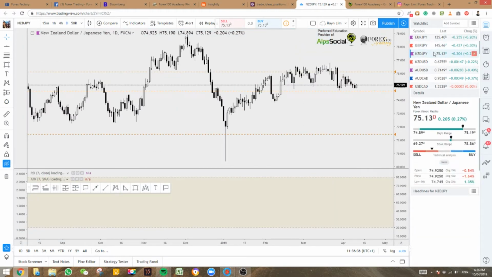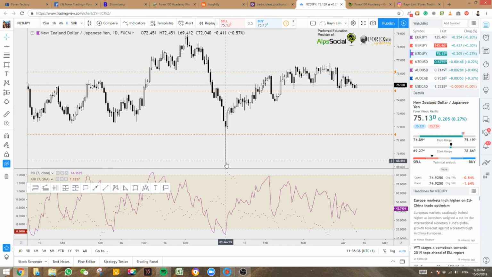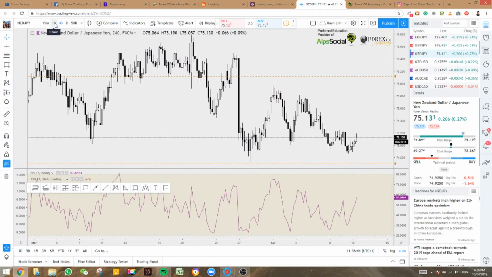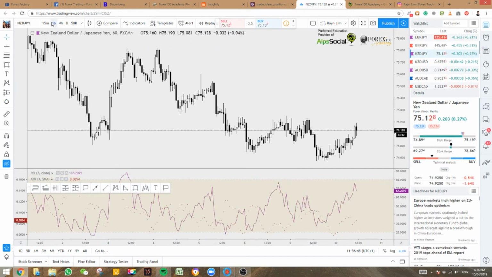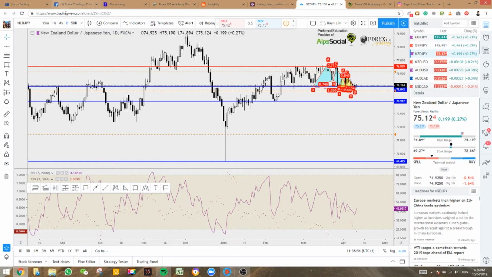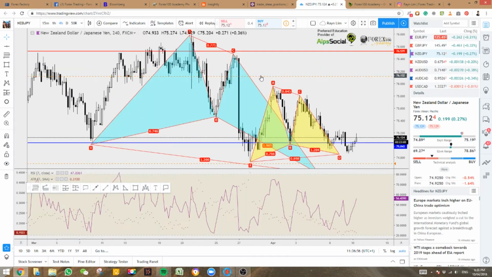New Zealand yen on the daily chart, we can see the market had a bearish movement, then a pullback. 4-hour chart, this is what I have. 1 hour over here. So it could be a very simple support and resistance. Let us see what we have in our analysis. Head down to the 4-hour chart. Interesting.